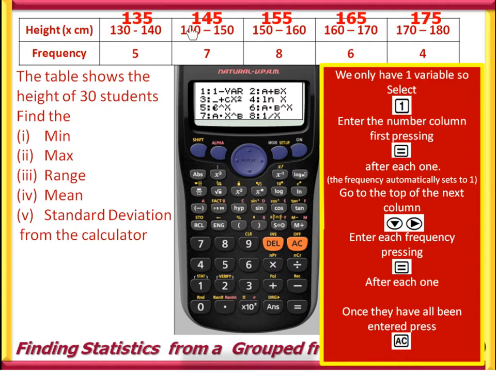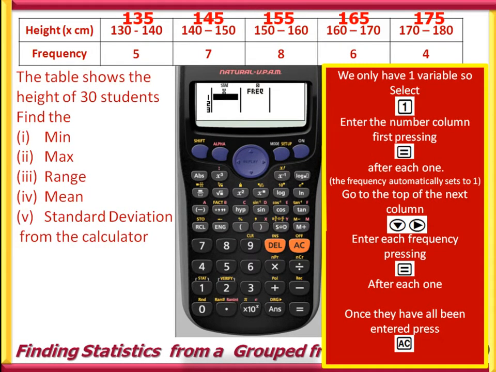The midpoint of 140 and 150 is 145. The midpoint of 150 and 160 is 155. The midpoint of 160 and 170 is 165. And the midpoint of 170 and 180 is 175. So these are going to be our x values, but our frequency will remain the same.